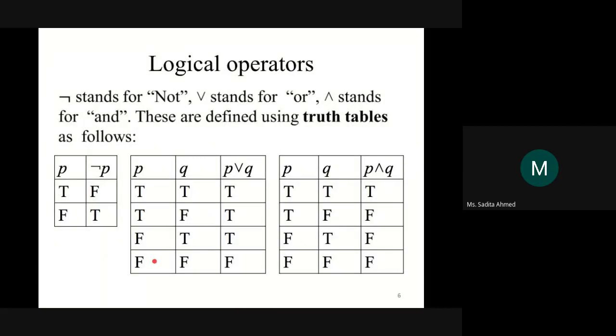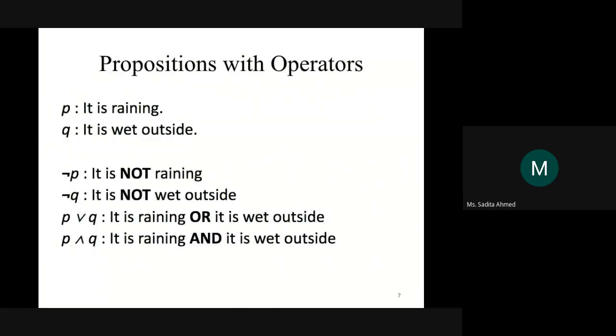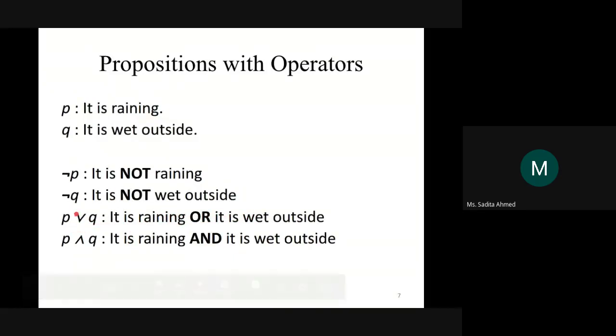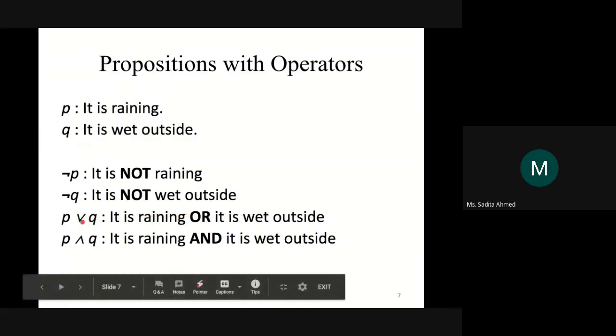Any questions? Okay. Now, P or Q stands for it is raining or it is wet outside. If I ask you to write down the statement P or Q, you would write it like this. What does P stand for? It is raining. So put that here. What does Q stand for? It is wet outside. Put that here. It is raining or it is wet outside. P and Q, if I ask you to write down the statement, you would write it like that.